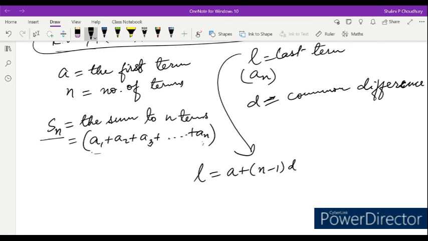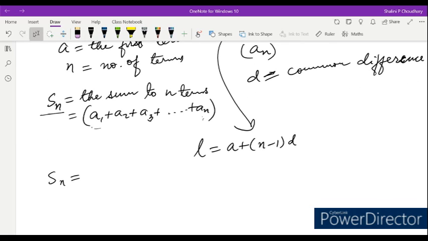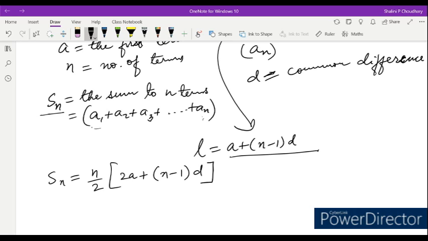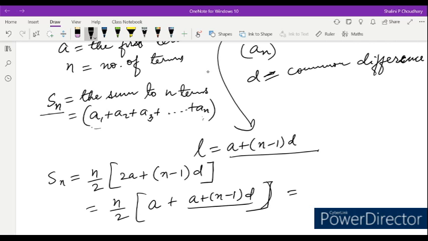Now we'll find the formula for the sum Sn. What will be the formula of that? It will be n upon 2 times (2a plus (n minus 1)d). How? Since this is the last term, we can also write n upon 2 into a plus, a is the first term, plus a plus (n minus 1)d, that is the last term. So we can write n upon 2 times (a plus l), meaning first term and last term.